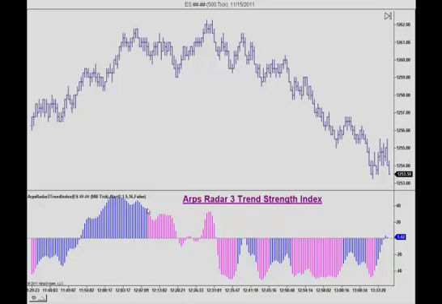Now when it's pointing up yet it's pink, this identifies weakness in the uptrend. Now we don't know if that's a pullback or if that's exhaustion or the end of the trend, but we know it's not a very strong bullish trend when it's pointing up and it's weak. Conversely, when it's pointing down and it's blue, we know that the bearish trend is weakening. It's not very strong. We don't know if it's a pullback or the end of the trend, but we know that it's not very convincingly bearish while these bars are pointing down in blue.